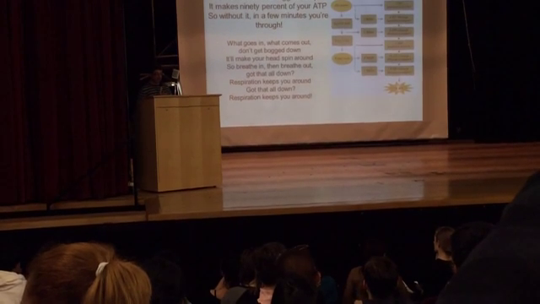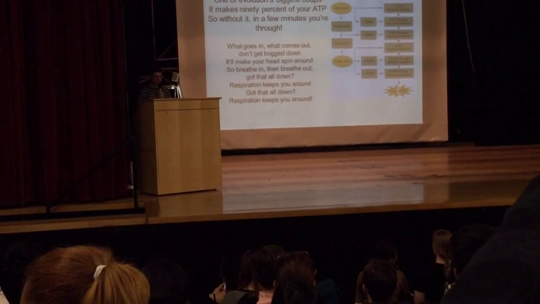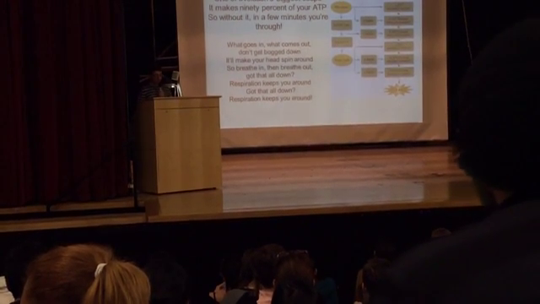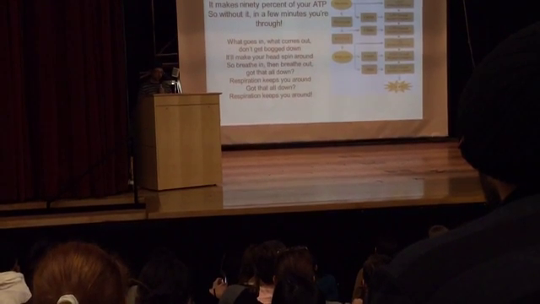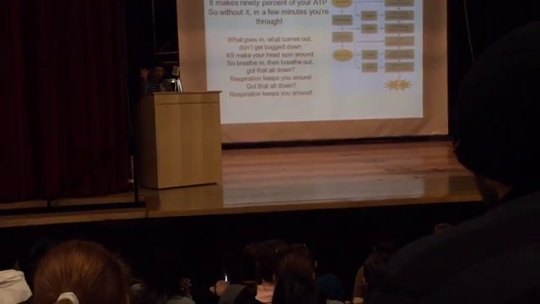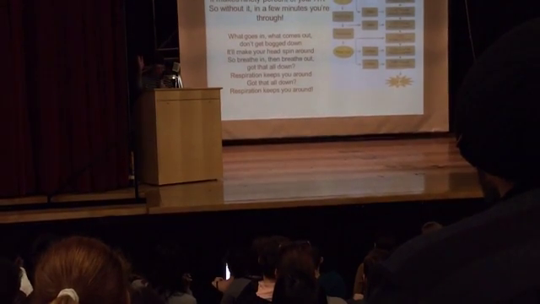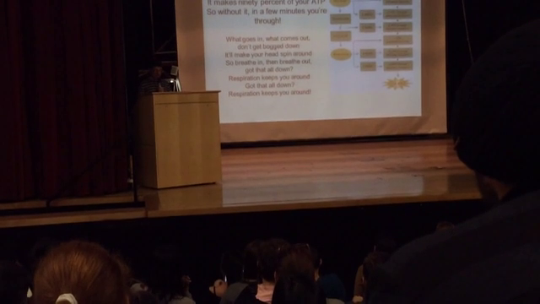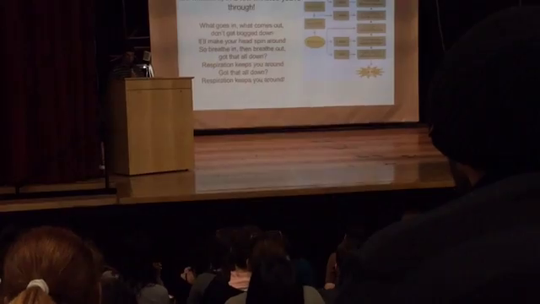Alright, last verse here. Oxidative phosphorylation is one of evolution's biggest screws. It makes 90% of your ATP, so without it in a few minutes you're through. What goes in, what comes out, don't fall down. It'll make your head spin around. So breathe in, then breathe out. Respiration keeps you around. Got that all down. Respiration keeps you around. Alright, folks.